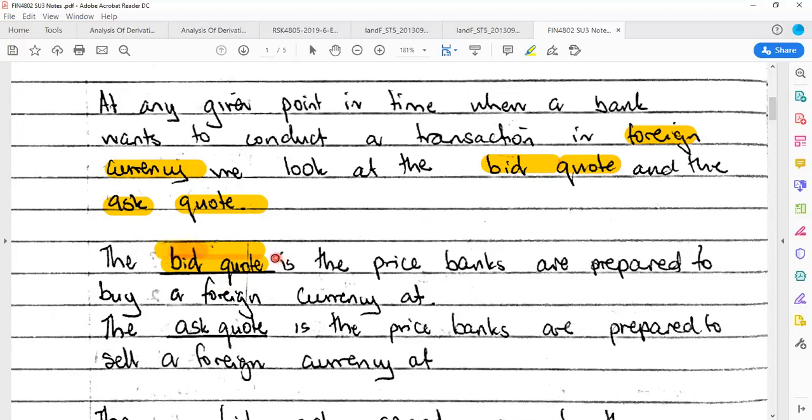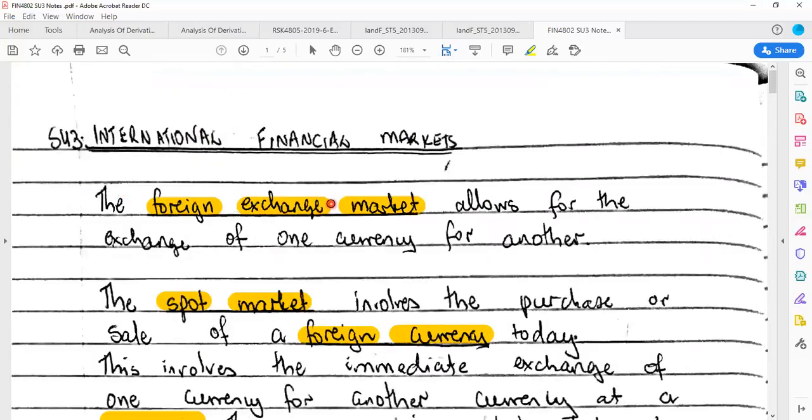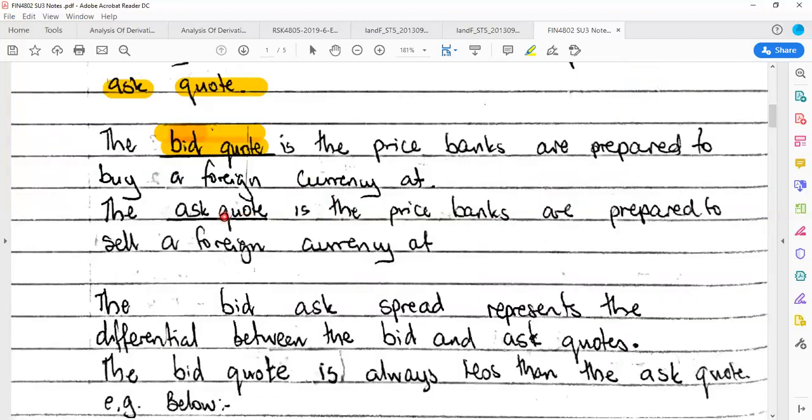For example, the South African bank might go into the foreign exchange market, and they might be prepared to pay 17 Rand for each US dollar, right? But there'll also be an ask quote. Just like banks want to buy maybe at 17, let's say someone wants to buy a currency from the bank, they'll be prepared to buy at 17 from the person.